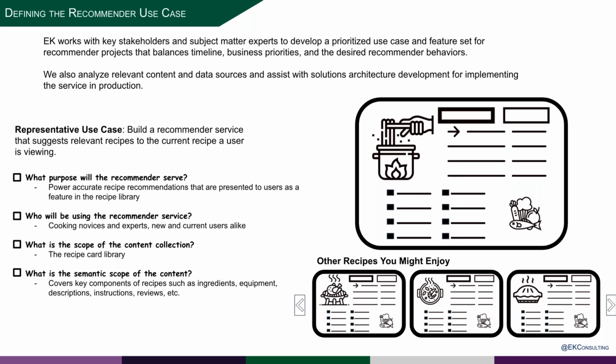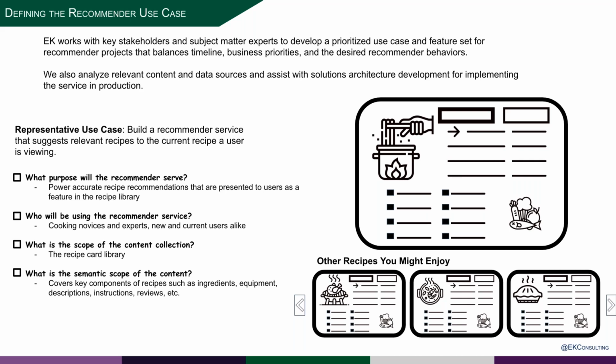Again, some of the high level we would have determined as part of our design steps is, what is the purpose of the recommender? We want to be able to power accurate recipe recommendations. We want to keep in mind who the users or personas are for this recommender service. In our case, it'll be a wide range of users, cooking novices and experts. So we want to make sure this recommender is more generalizable, or flexible, I guess is one way to put it, to different types of users.